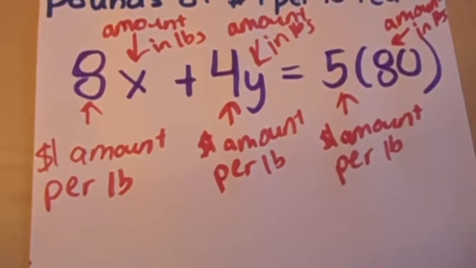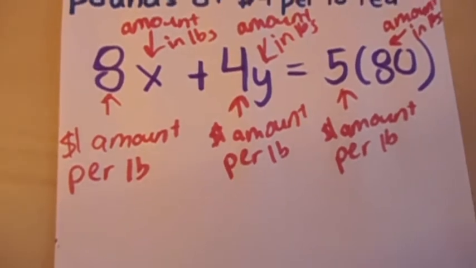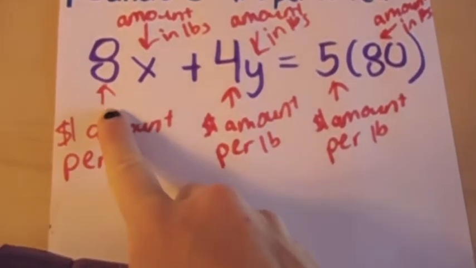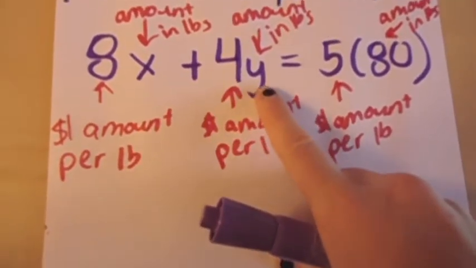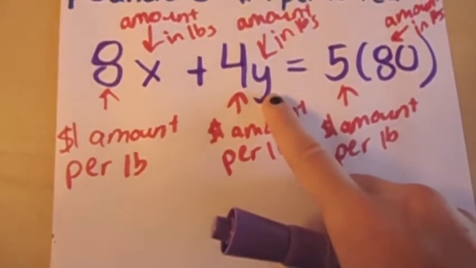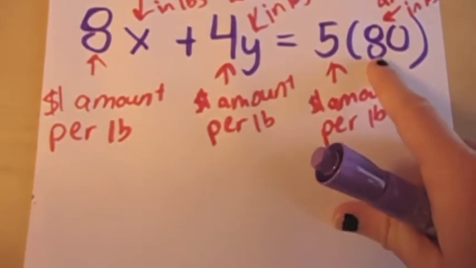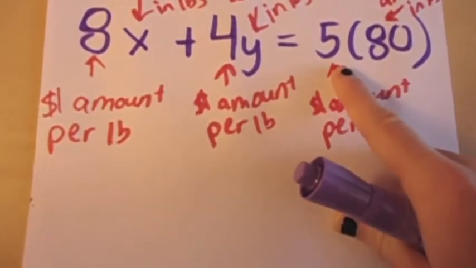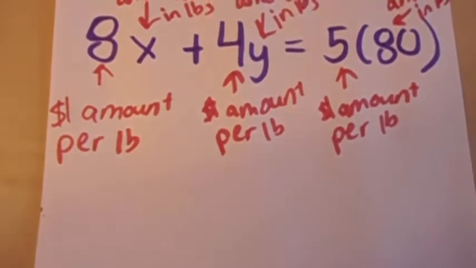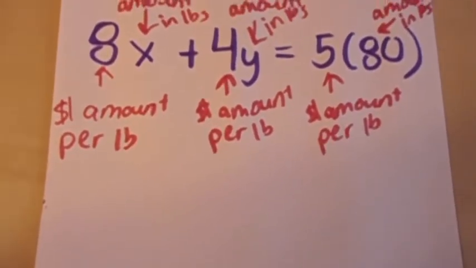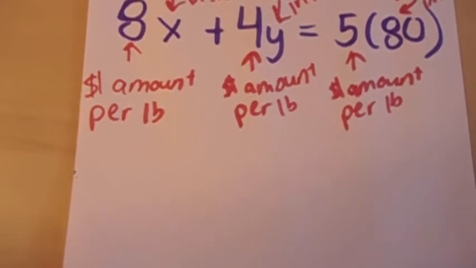So we're going to get a mixture that is $8 per pound with the X amount and then $4 per pound with the Y amount, that is the unknown, and it will equal the 80 pounds that is worth $5 per pound. So we will get a mixture that's 5 times 80. So that's our first equation. And like I said, since there are two variables, there are going to be two equations.